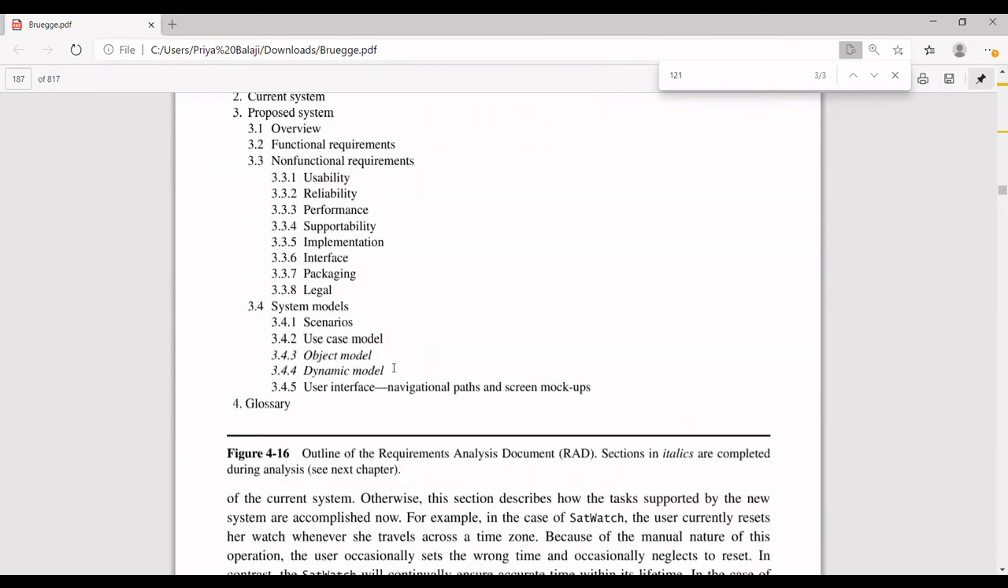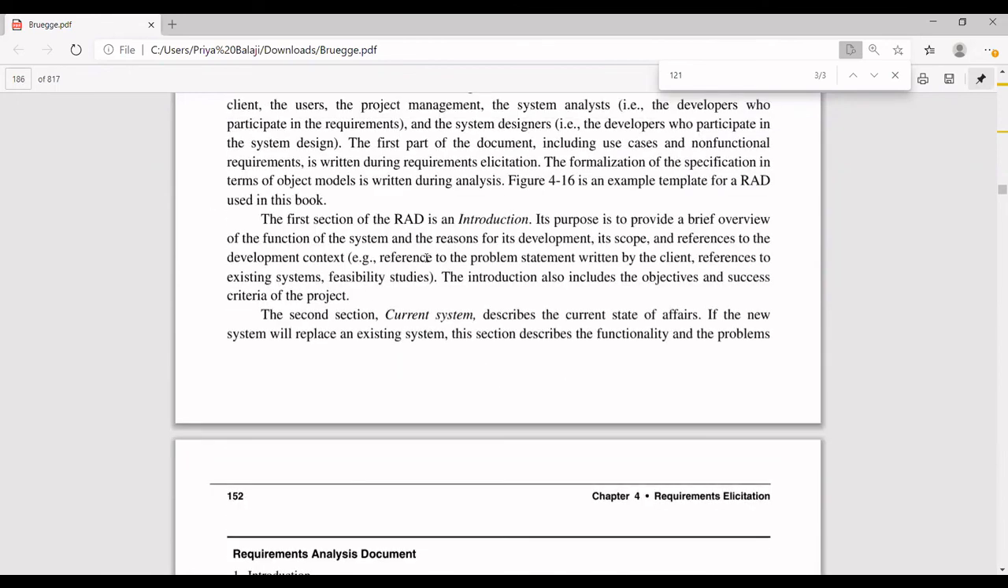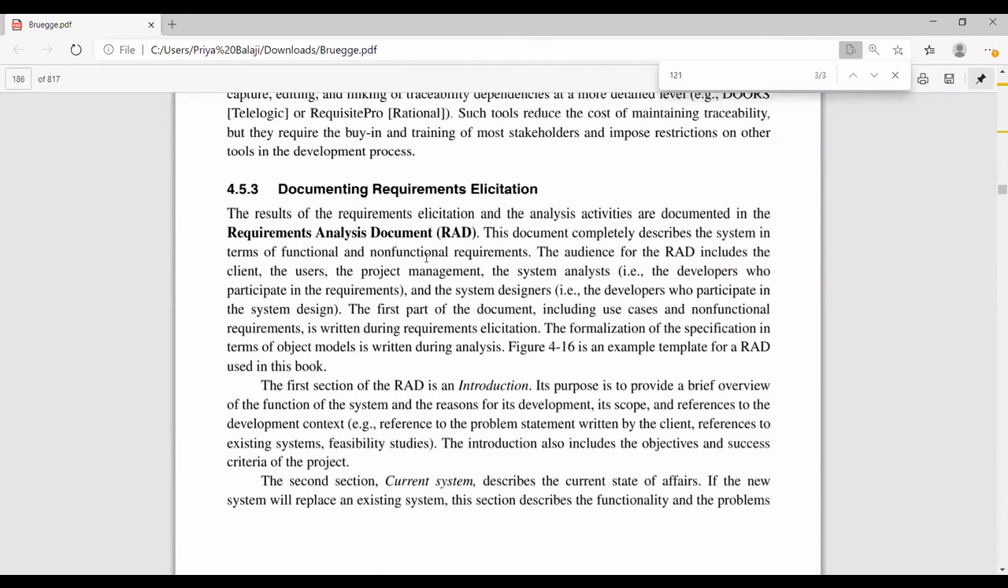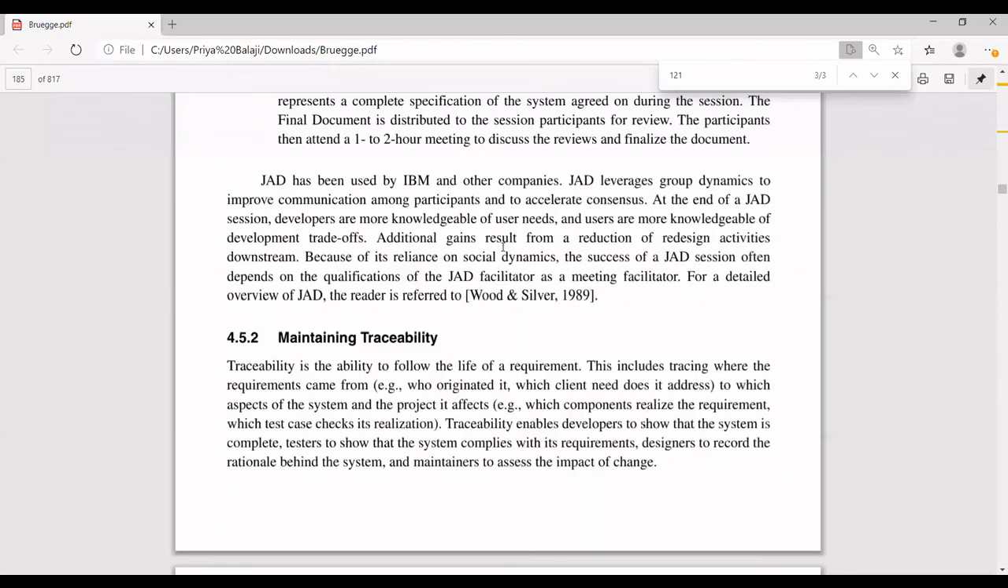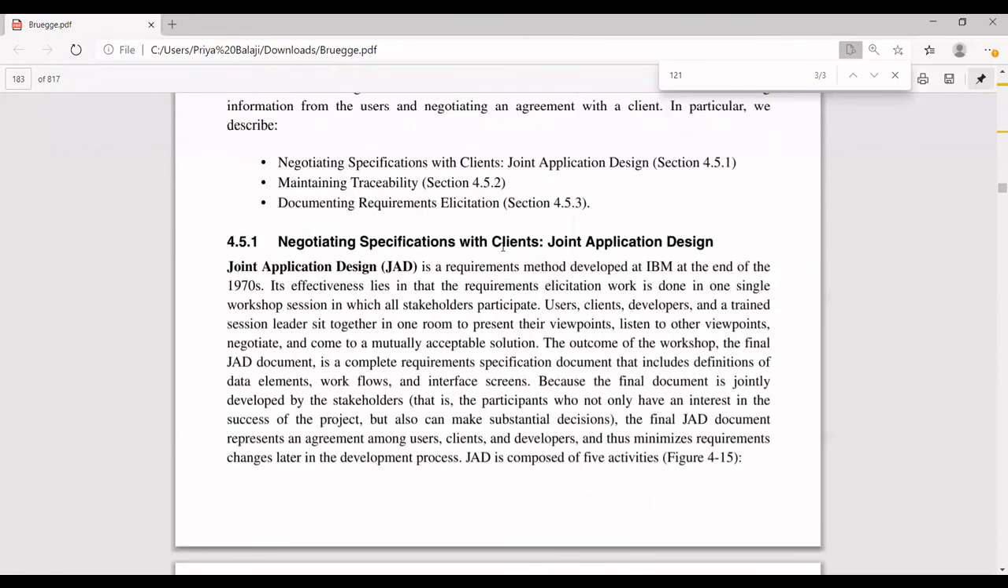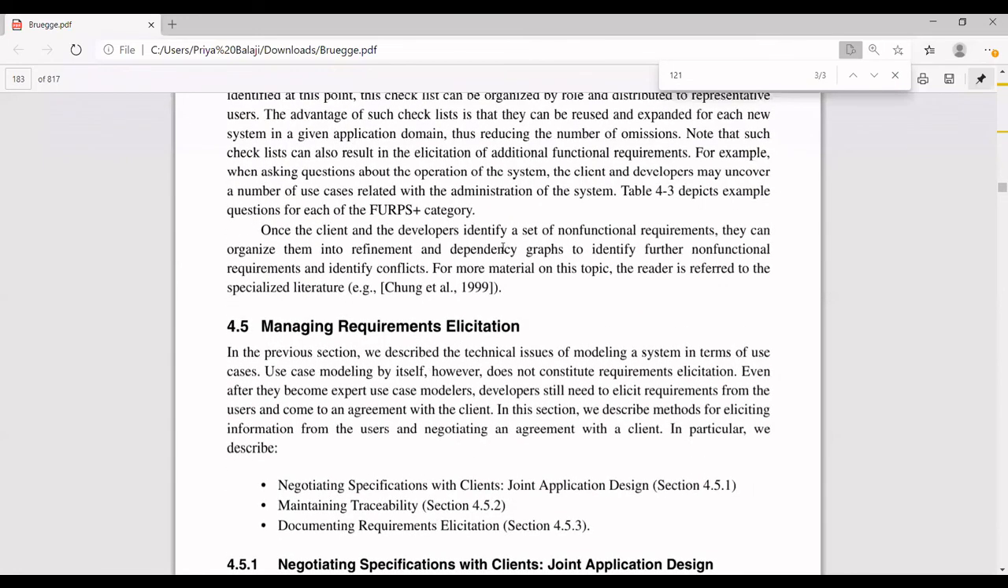So this is the final documentation of your normal process. Once your activities are finalized, your requirement is analyzed and finalized, from the initial phase to the ending phase, the final thing is your project report. Once you complete your project, you will have complete information in your project report. That is nothing but documenting requirement elicitation. So these are the 3 things which you have to do under managing requirement elicitation. Is it clear?